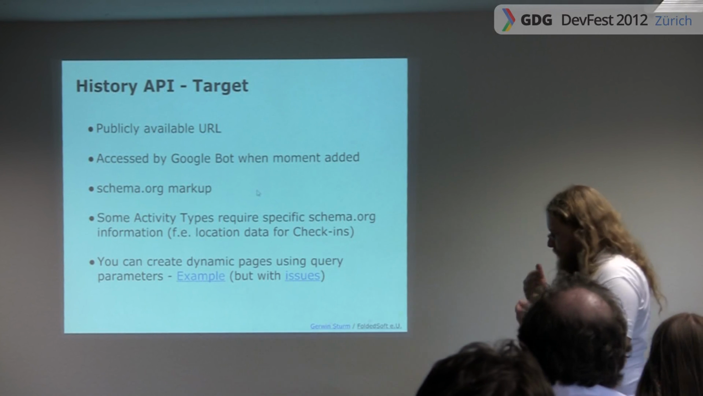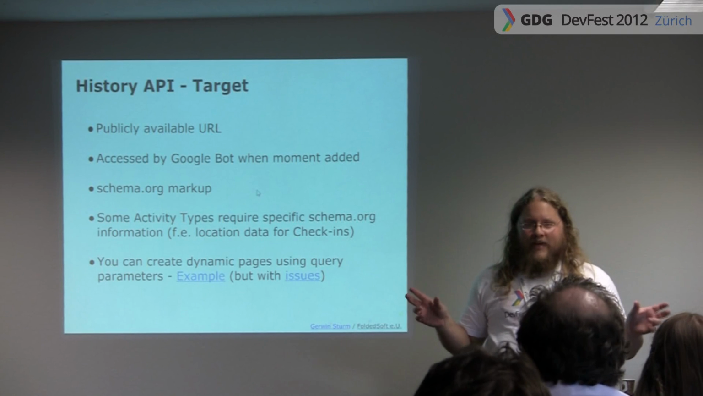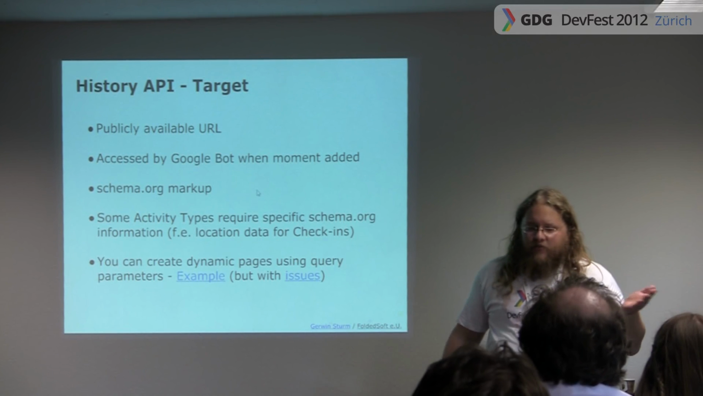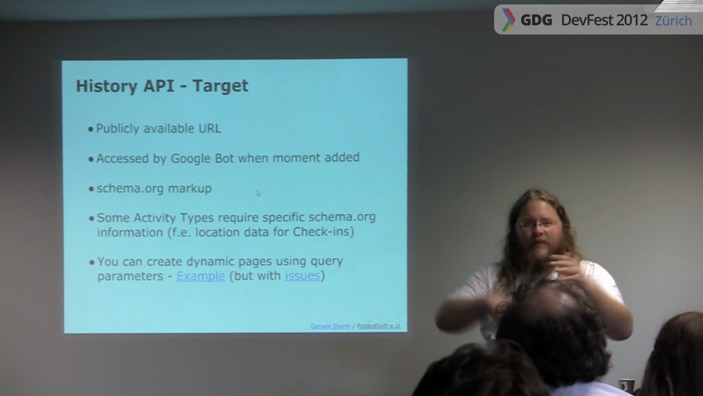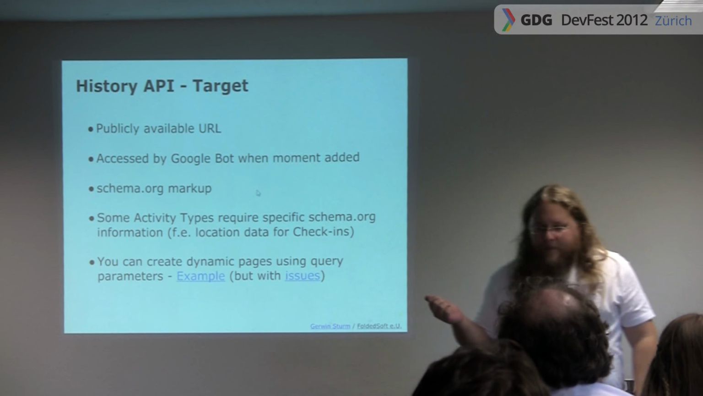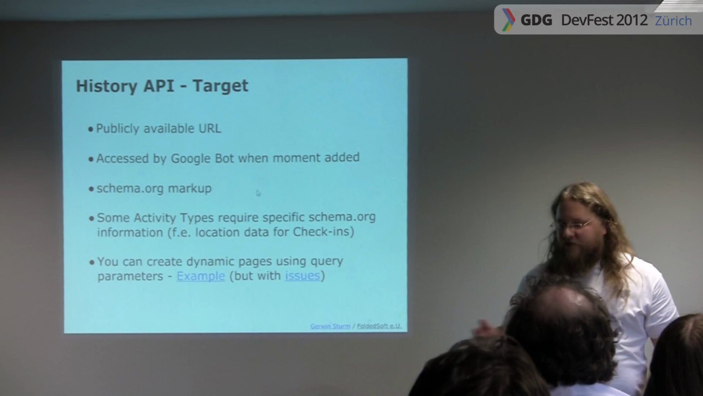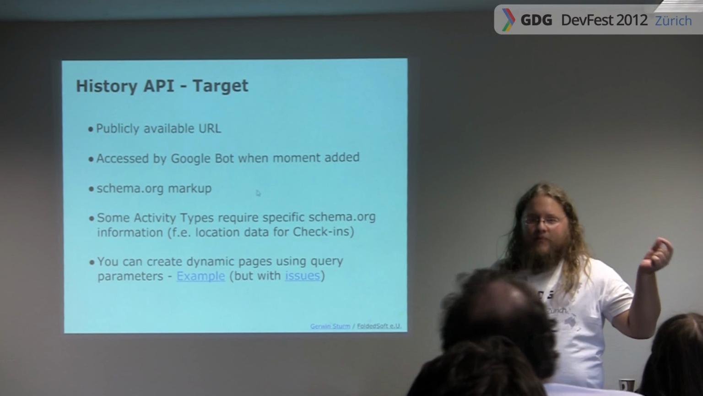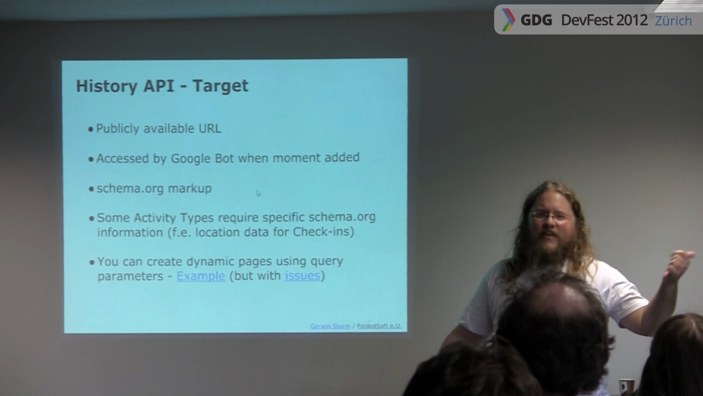So what happens when you write the moment is that a Googlebot will come and access your target URL. It will then try to read information about the target out of the URL. It tries first to go for schema.org markup. If it doesn't find it, it tries to find some Open Graph data, title, information. And the important thing is, for some activity types there are specific fields it requires. For example, if you want to do a check-in, the target has to include location data. And if you write a song or listen activity, you want information about the song title, the artist, the album maybe.